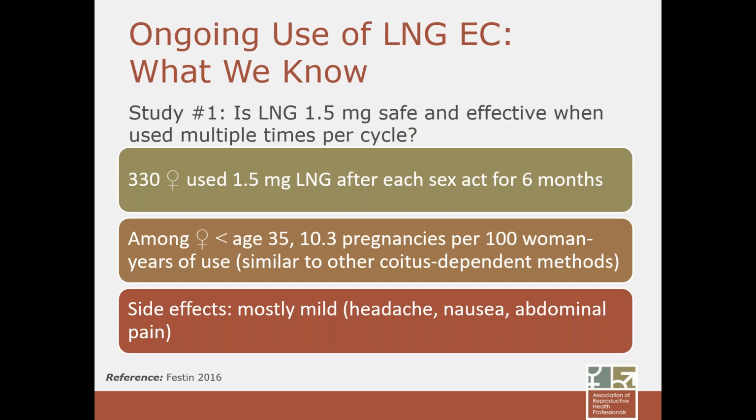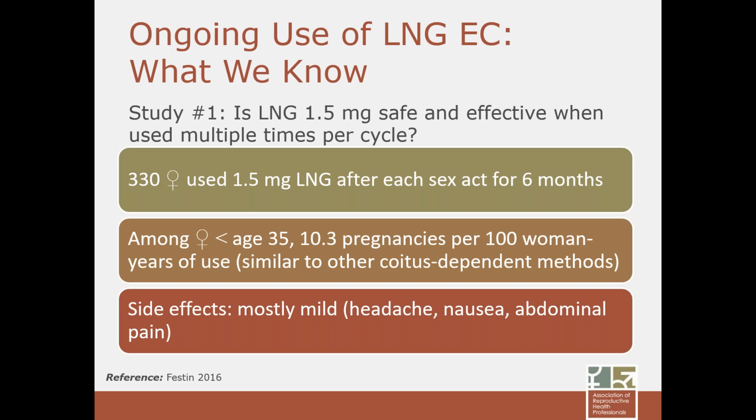So a recent study by the World Health Organization looked at ongoing use of levonorgestrel 1.5 milligrams. These were over 300 healthy fertile women who reported sexual intercourse up to 6 days a month. They asked the women in this study to use levonorgestrel 1.5 milligrams each time they had sex, over a period of 6 months.